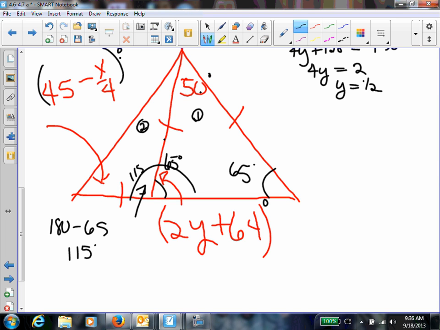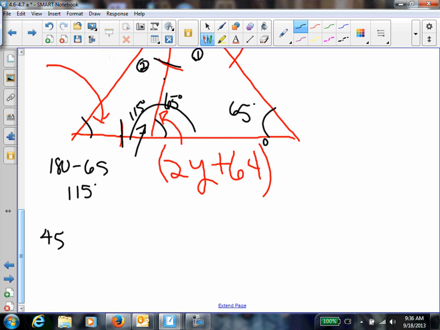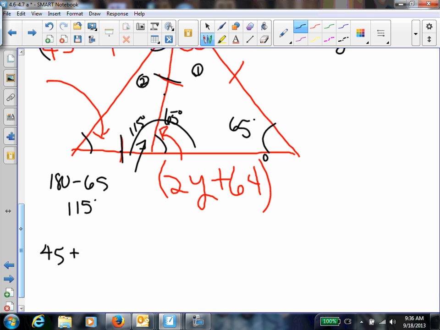Why does that help me? Well, because I have an isosceles triangle on the left side. Again, I'm using my base angle theorems. These two sides are congruent, therefore this angle, which is labeled to be 45 minus x over 4, and this one, which again I don't really need, are congruent.